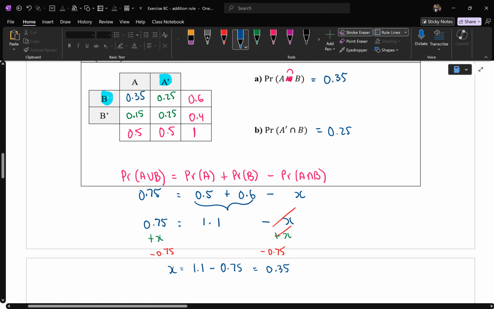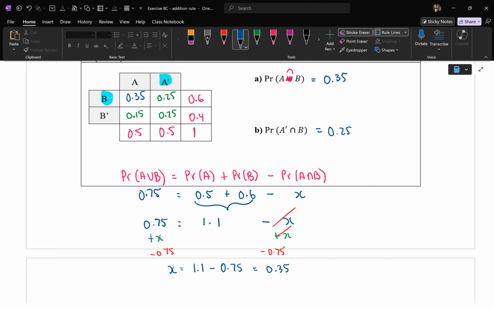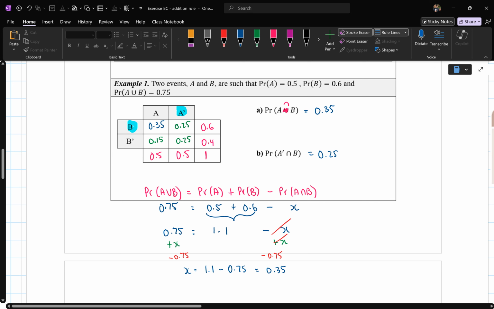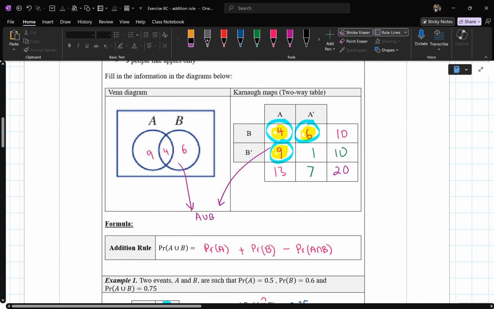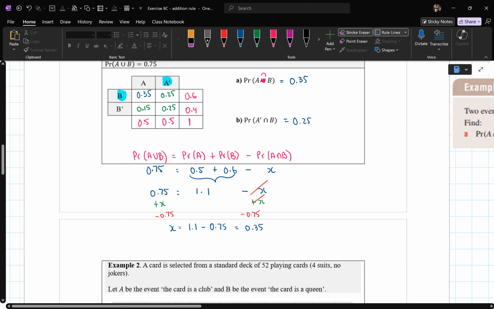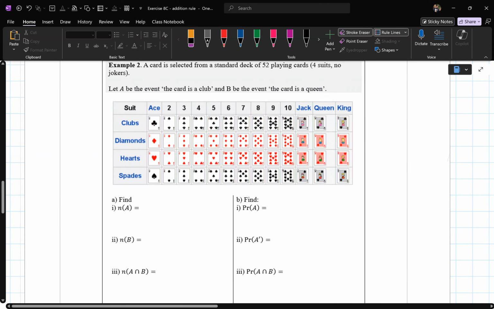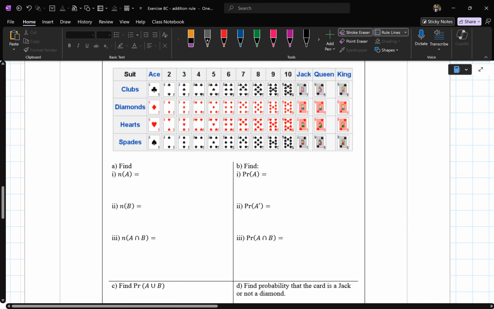So you'll find that the cardinal maps will help you do a lot of the calculations. The rule helps you to just do calculations along with the cardinal maps. And then the Venn diagram is usually good for the visual aspect to understand what's happening there. Okay, let's do the last example on this part of your notes here.